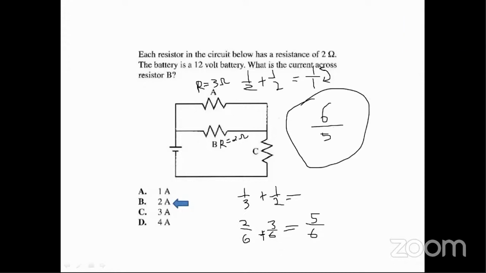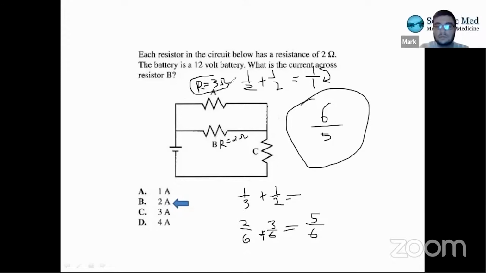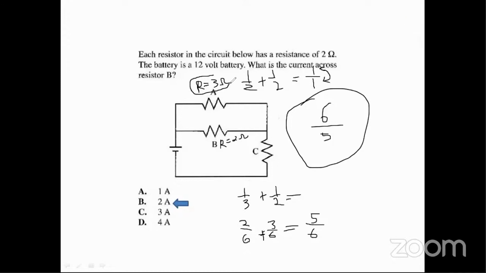Sure. And if I did the same thing with R, if I did product over sum, I'll get the same thing. The product of 3 times 2 is 6, the sum of 3 plus 2 is 5, so again we'll still get the same answer. It's just a quicker way, especially when you're being tested on an exam. You did it the long way and flipped, but if you do the product, 3 times 2 is 6 over the sum 3 plus 2, you'll still get the same.